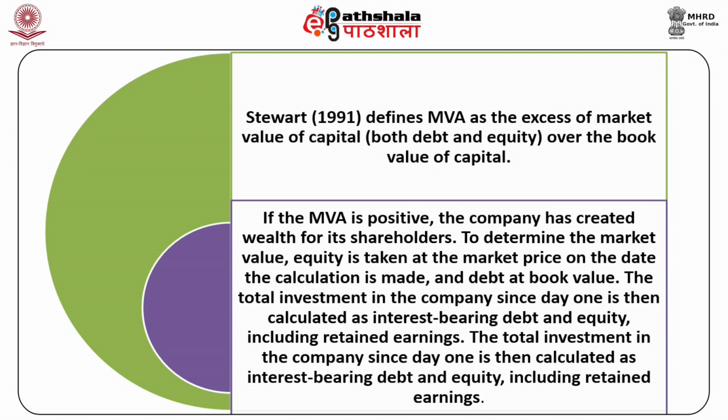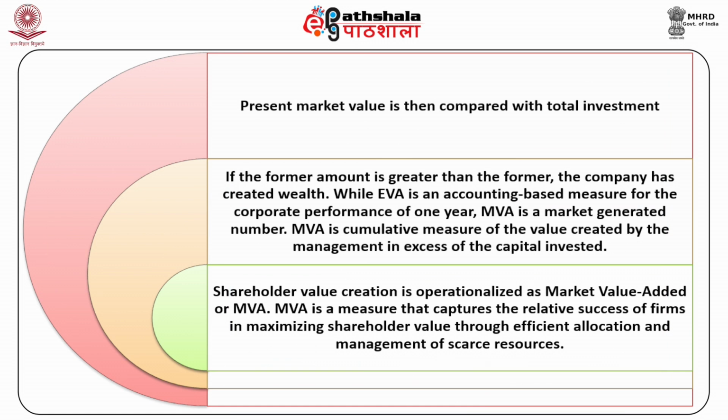The total investment in the company since day one is then calculated as interest-bearing debt and equity, including retained earnings. Present market value is then compared with total investment. If the former amount is greater than the latter, the company has created wealth. While EVA is an accounting-based measure for the corporate performance of 1 year, MVA is a market-generated number. MVA is a cumulative measure of value created by the management in excess of the capital invested.